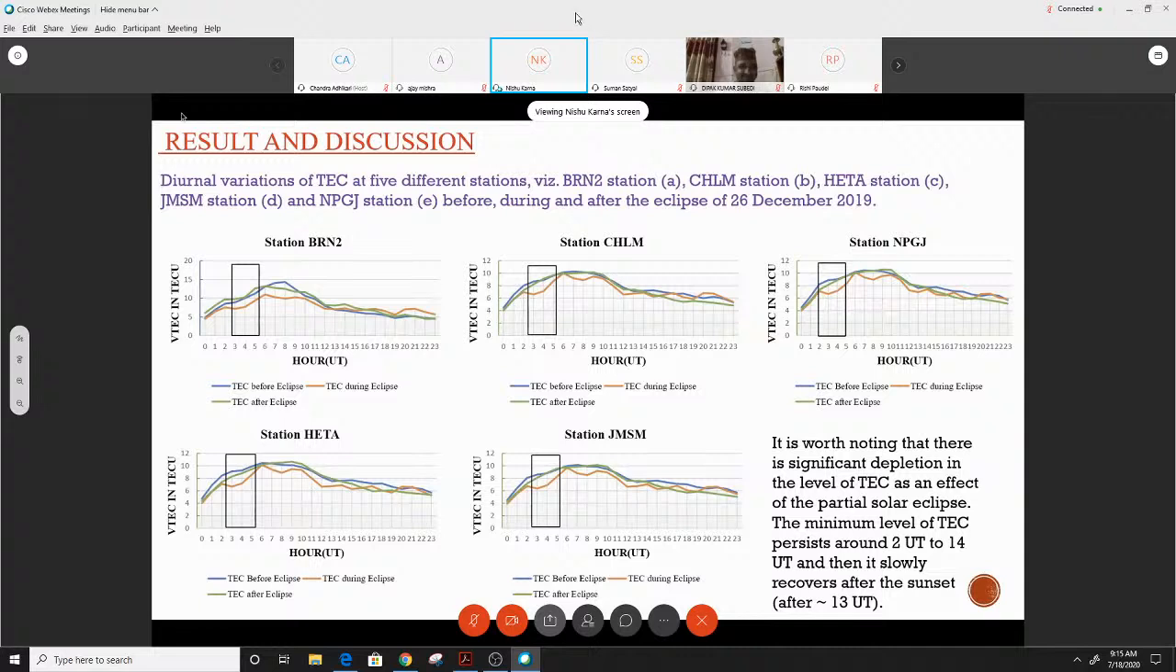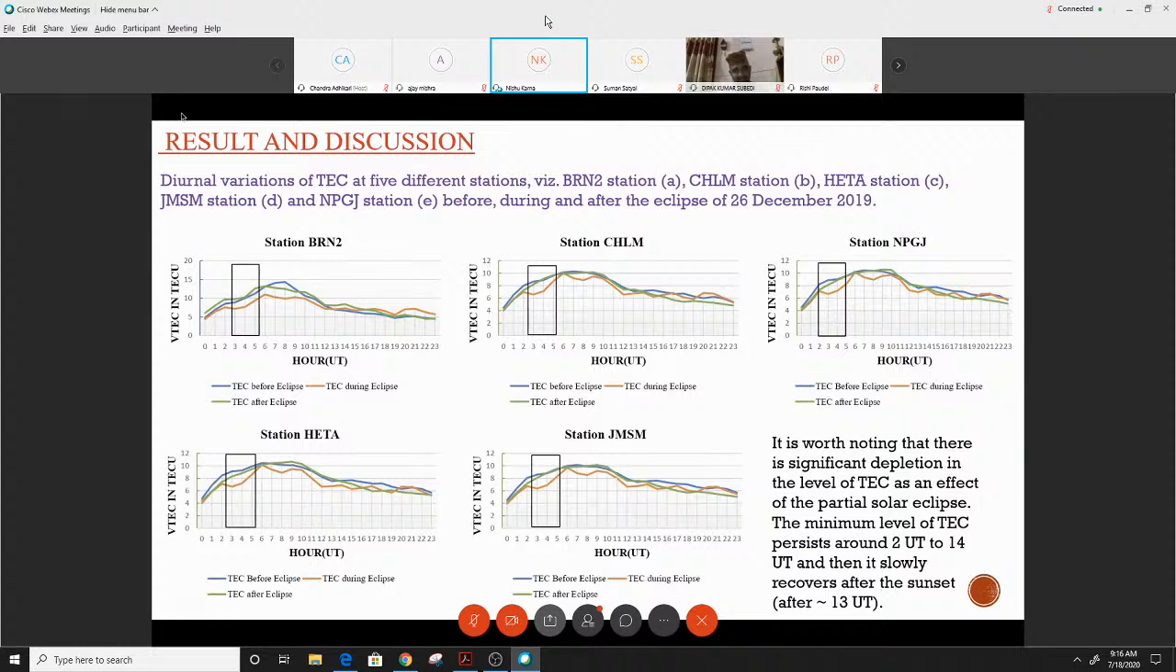The time series of TEC provides a good basis to study the temporal effect of the solar eclipse on the TEC diurnal pattern. It can be seen that the mean values of VTEC during eclipse hours are low as compared to other days. It is worth noting that there is a significant depletion in the level of TEC as an effect of the partial solar eclipse. We also observed that the minimum level of TEC persists around 2 UT to 14 UT, and then it slowly recovers after the sunset. In addition, the depletion of the TEC is different for each station, which is actually related to their geographical location.